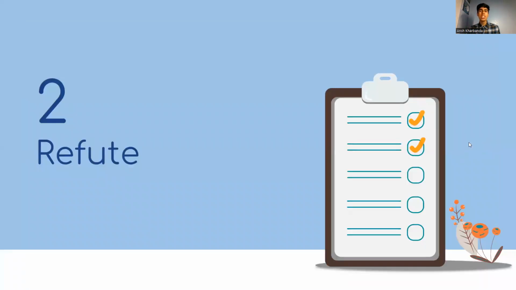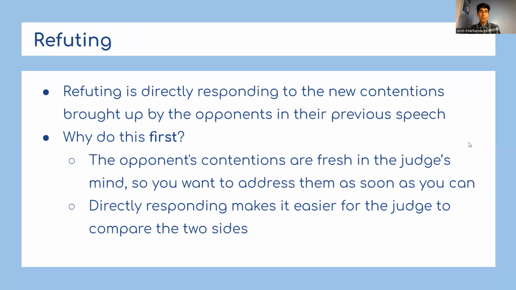Next, let's go right into refuting. So what is refuting? Refuting is directly responding to the new contentions brought up by the opponents in their previous speech. Why should we do this first? Well, the opponent's contentions are really fresh in the judge's mind, so you want to address and respond to them as soon as you can. Also, directly refuting the opponent's contentions makes it a lot easier for the judge to compare the two sides, weigh them against one another, and choose yours.